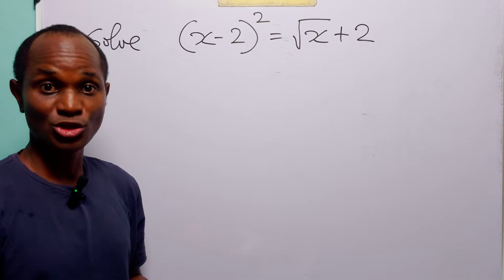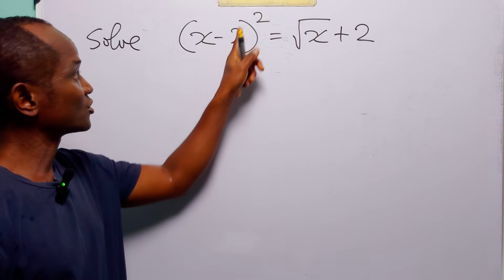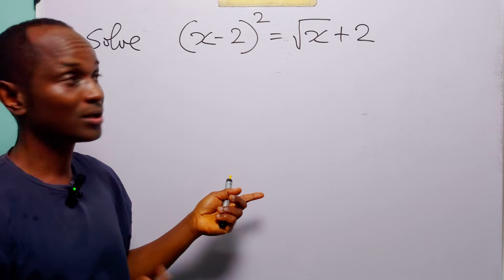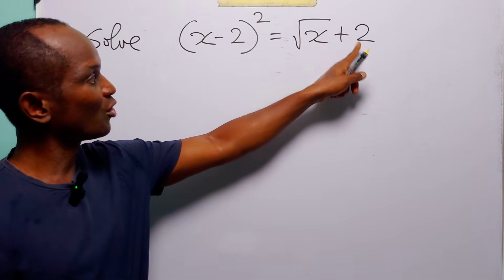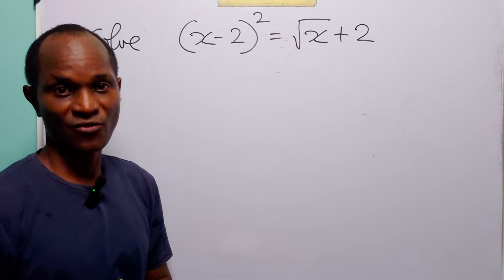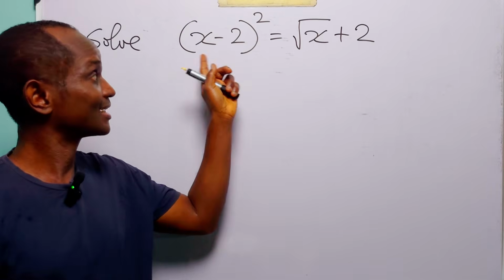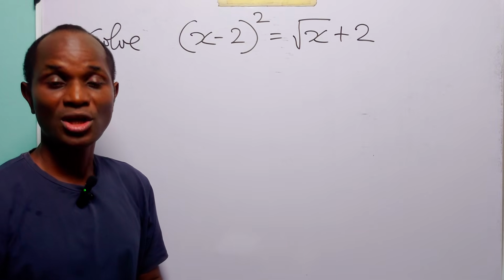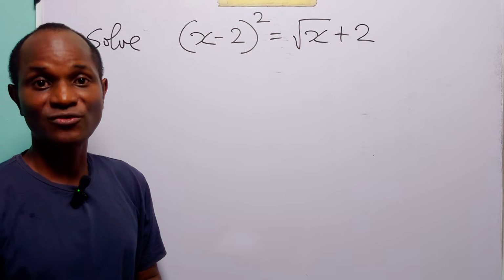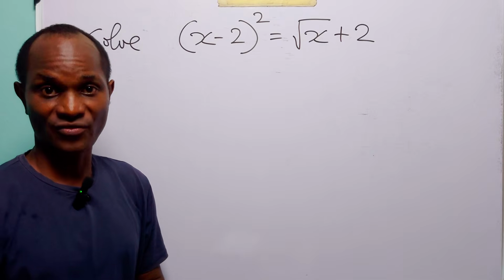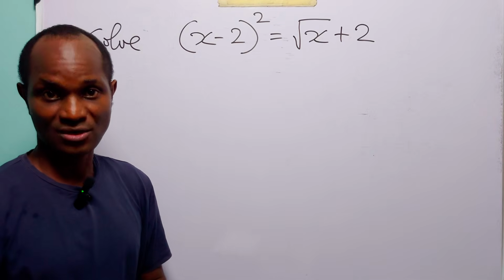When you look at the equation on the board, it's very easy to see that x equal to 4 is a solution because (4 minus 2) squared is equal to 4 and the square root of 4 plus 2 is equal to 4. But that is not the only solution. There are other values of x that satisfy this equation. So in this tutorial, our task is to find all the real values of x that satisfy this equation.